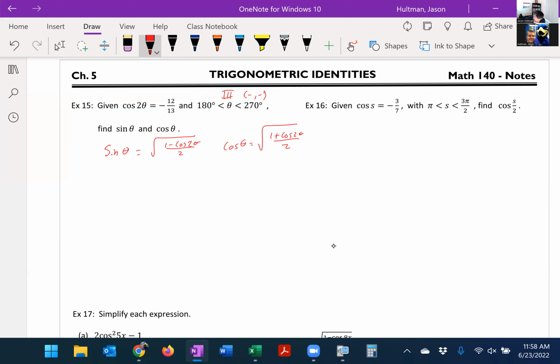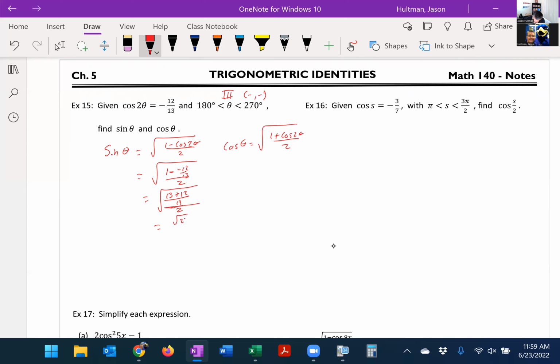So sine of theta is equal to the square root of 1 minus, and they're telling us the cosine of 2 theta is negative 12 over 13, all over 2. So now we just have to clean this up. Multiply both top and bottom of the 1 by 13, and I'm going to get 13 plus 12 all over 13, all over 2, square root. So that's going to be 25 over 26.